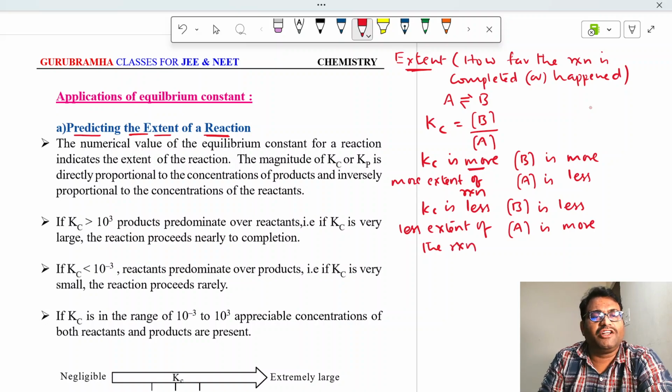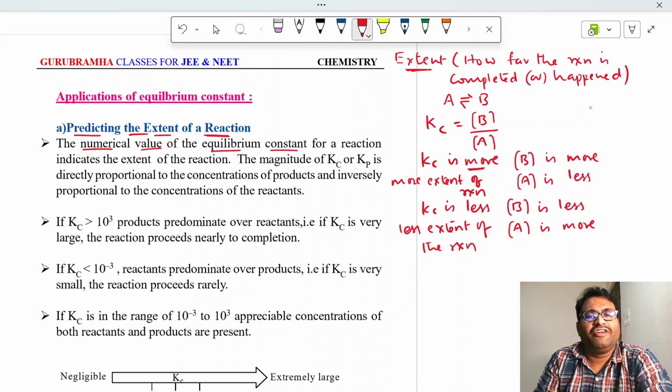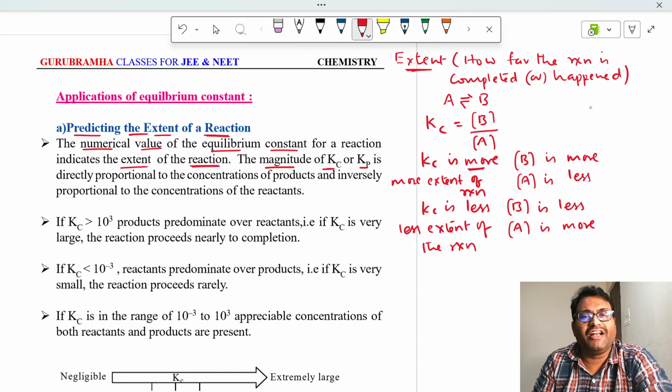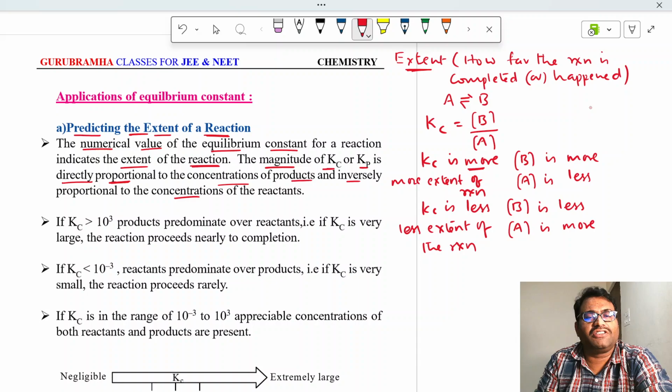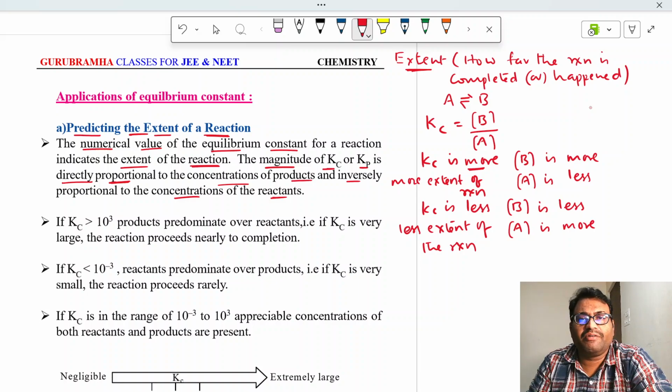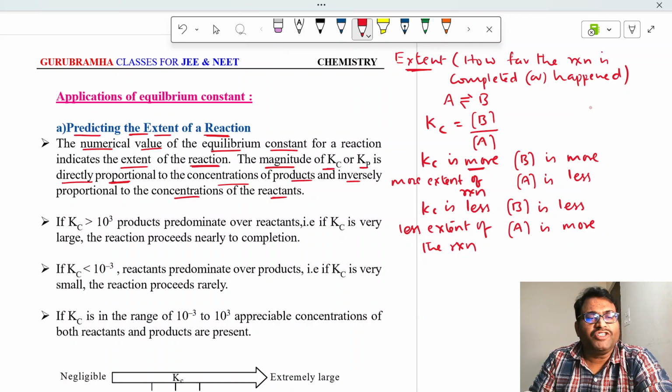Okay. So let us see here. The numerical value of equilibrium constant for a reaction indicates the extent of the reaction, how much the reaction has occurred, more or less. The magnitude of Kc, magnitude means the value of Kc, is directly proportional to the concentration of the products and inversely proportional to the concentration of reactants. This we already know. Product of the concentration of the products by product of the concentration of the reactants is called the equilibrium constant.